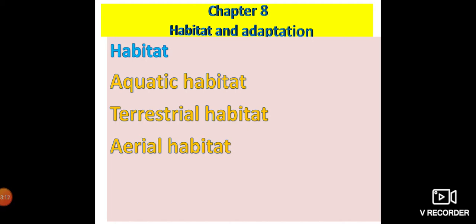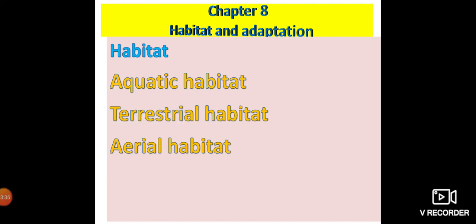So in this lesson we are going to learn which are the different environments, surroundings, or living conditions, and which are the different types of animals living in these areas. We know that plants and animals live in a particular area.